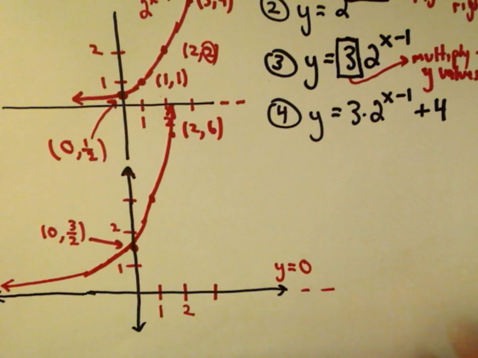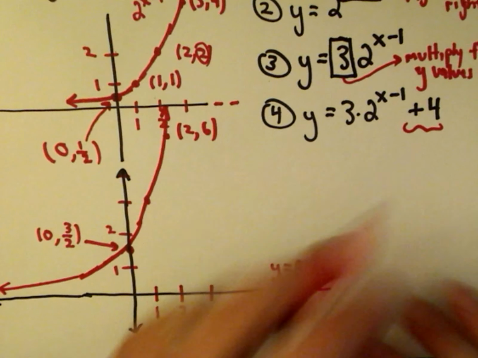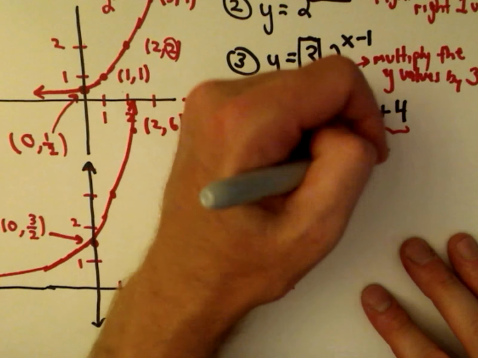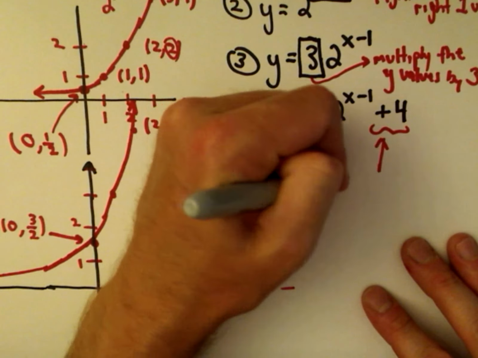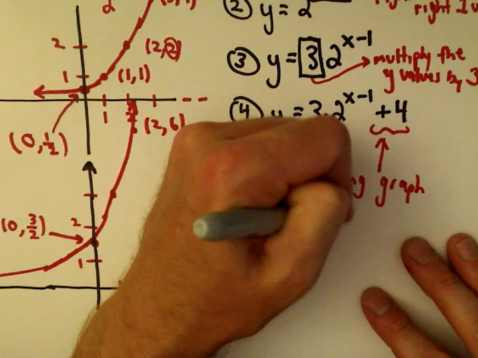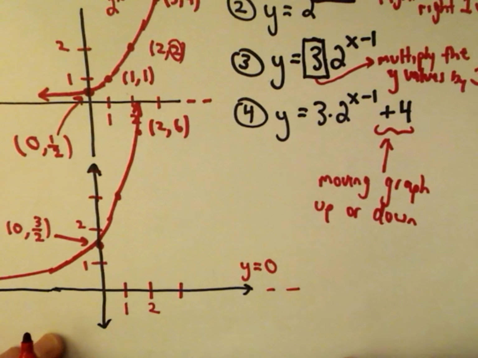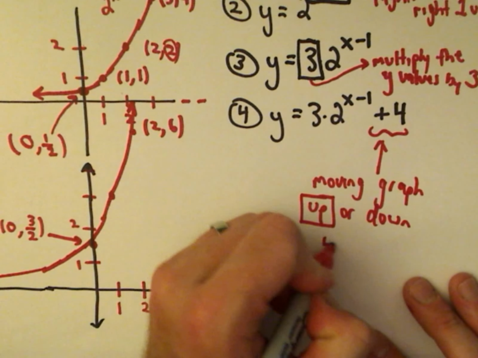Last but not least, the plus 4. The effect of the plus 4, when you either add or subtract a number on the end, has the effect of moving the graph. It's going to move the graph either up or down. And this is where it does agree with your intuition. So in this case, I see a plus 4. That's going to move the graph up 4 units in this case.